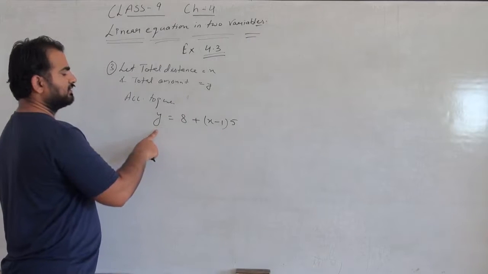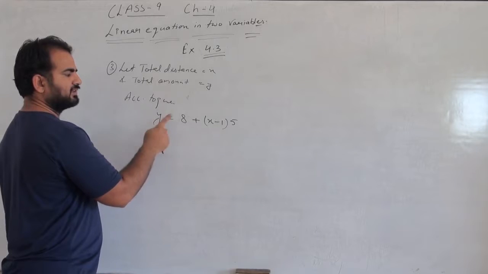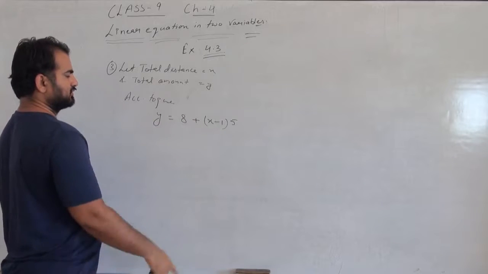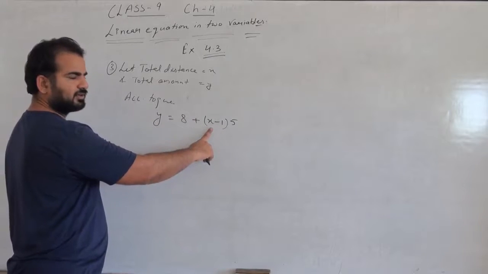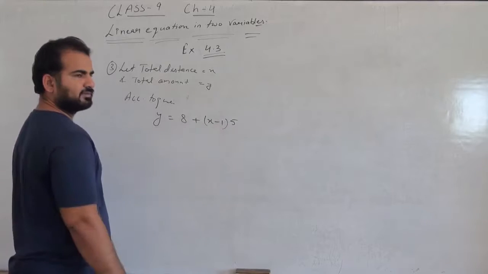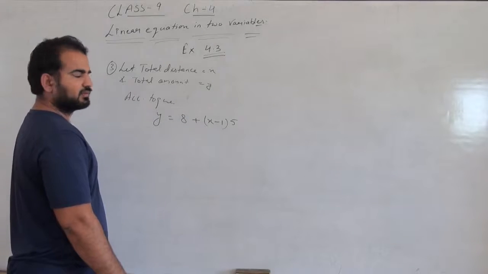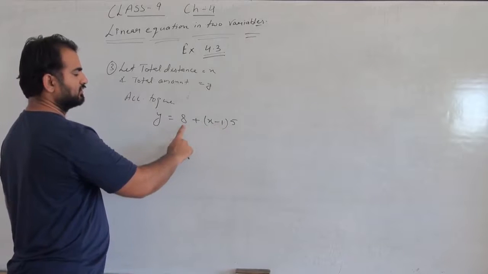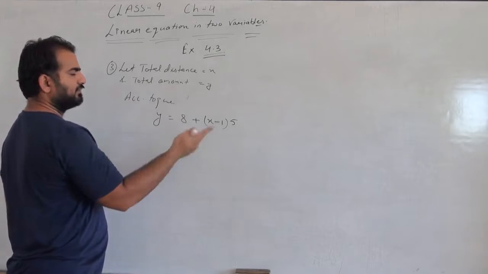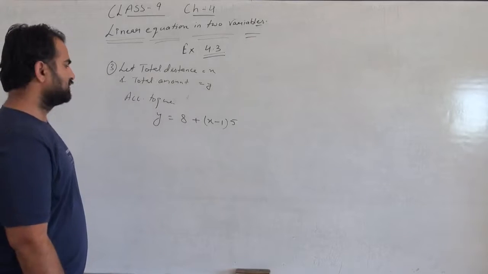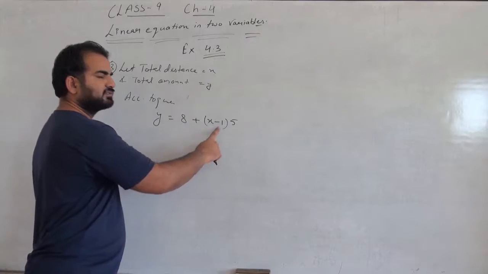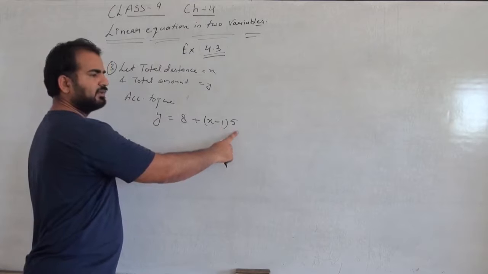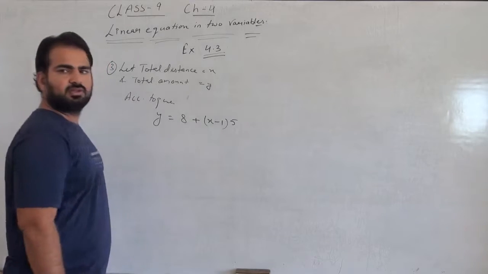Okay, let the distance covered be 1 kilometer. So what we have to do? Just place 1 there, and the answer will be 8 plus 5 into 0, so it will be 8. Next, if you go for 2 kilometers, it will be 8 plus, 2 minus 1 is 1, 1 into 5 is 5. So 8 plus 5 equals 13.